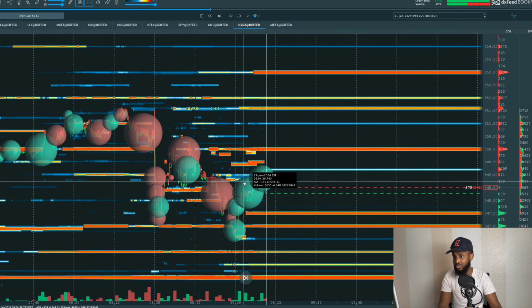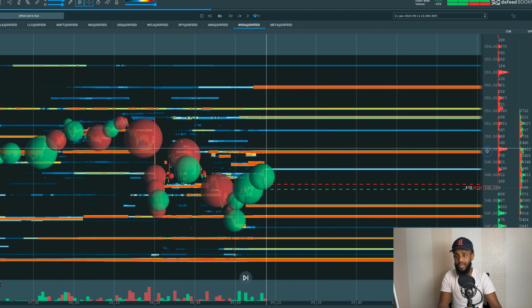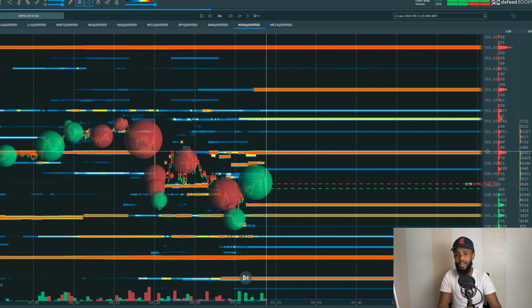Now, the historical zones are areas where either people placed buy or sell orders in the past, or they are currently placing buy and sell orders. They have not been activated yet because price has not reached that level just yet.